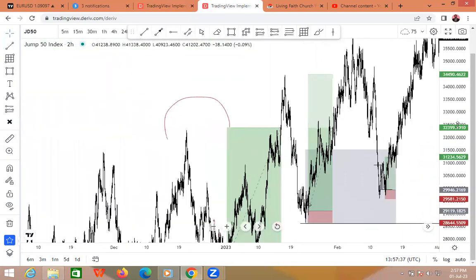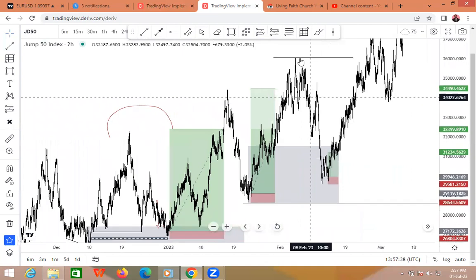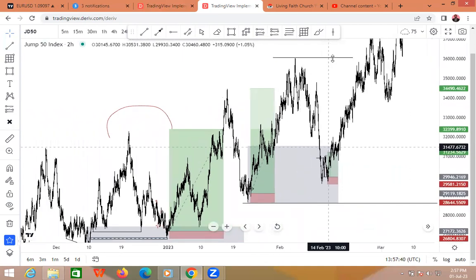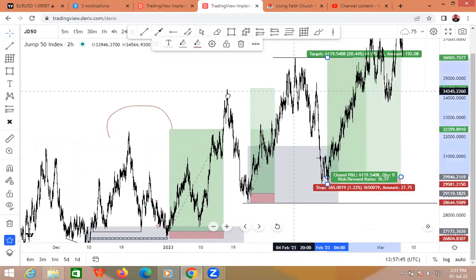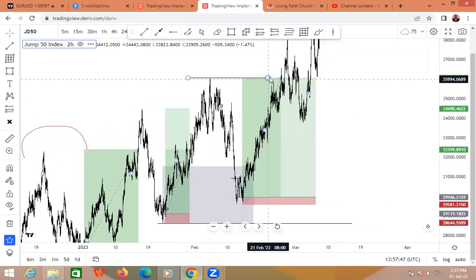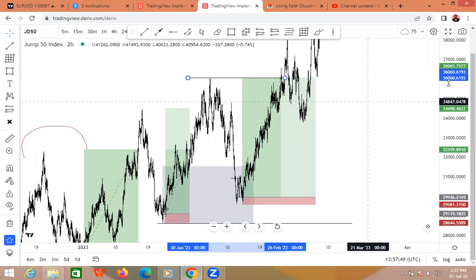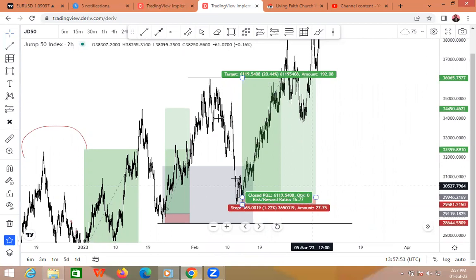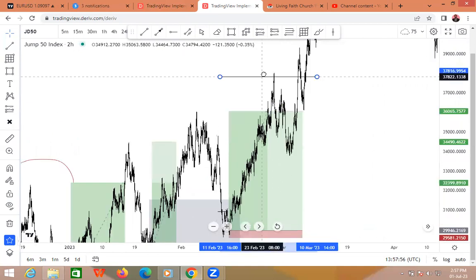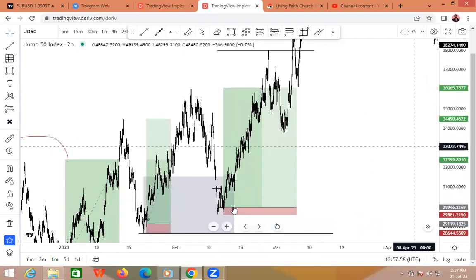Here's your next target. This place. Did price get there? Yes, sir. Did it get there very fast? I can't tell. But price got there eventually. That's what matters. So now price has broken this. This is your low. Price has broken structure. This becomes your next high, and this becomes your low.